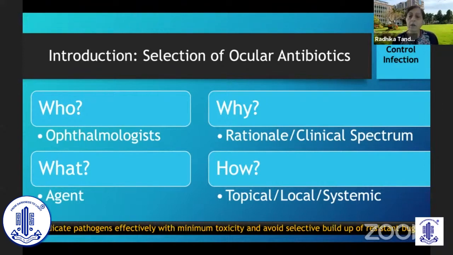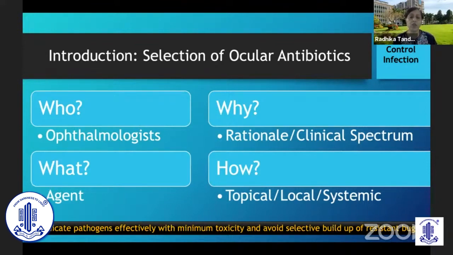Now, why we choose a particular agent? As I said, there is a rationale, which is a basic background theoretical information combined with the particular clinical patient or the clinical scenario that one encounters. And then how is it to be administered? So that is another thing that we need to consider. Is it going to be topical? Is it going to be by local injection, as is the case required for, say, endophthalmitis, where you have to give it intravitreally, or even sometimes intracameral injections for severe corneal ulcers and so on, and systemic. So these are all the things that the ophthalmologist has to take into concern.